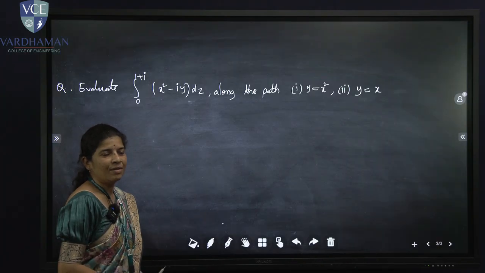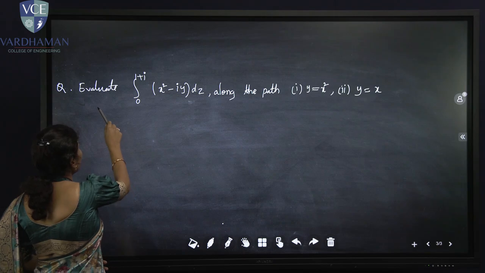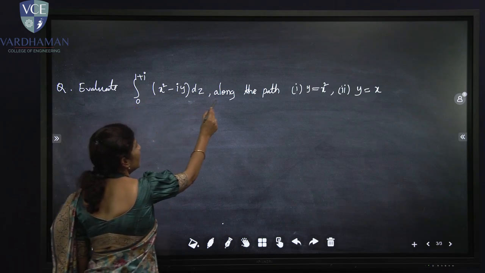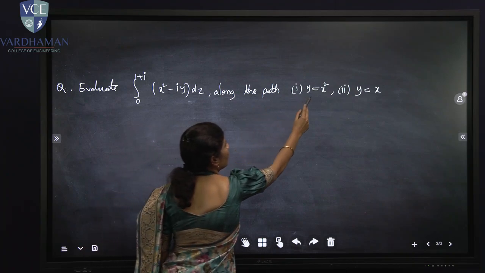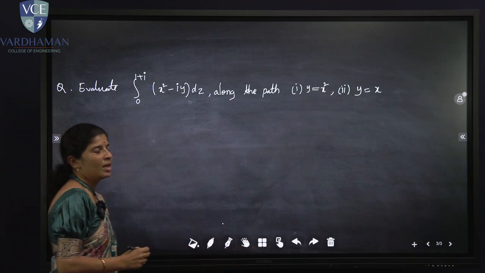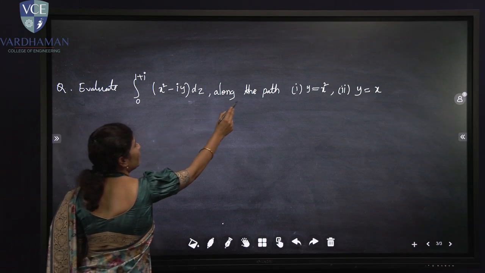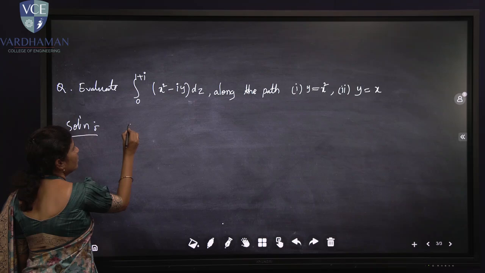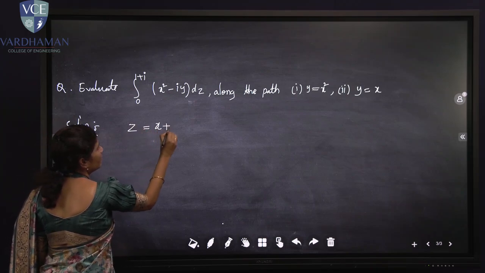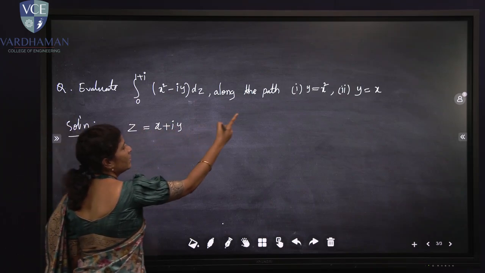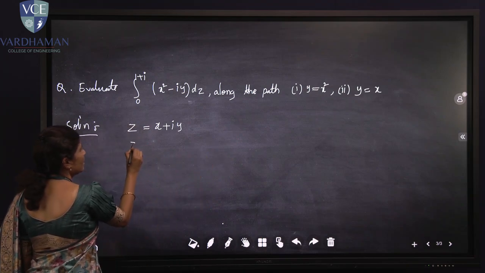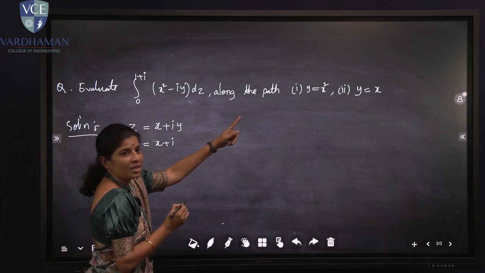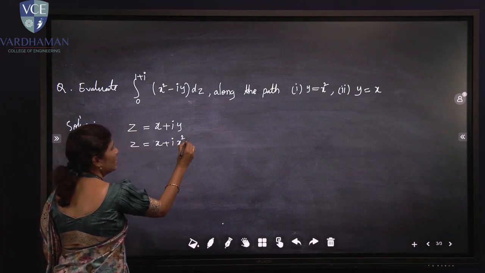Now in this line integral I will explain one problem: evaluate the integral from 0 to 1 plus i of (x square minus iy) dz along the path. Two paths are given: y equals x square and y equals x. First I take the path y equals x square. Here we know z equals x plus iy, and we replace y with x square.